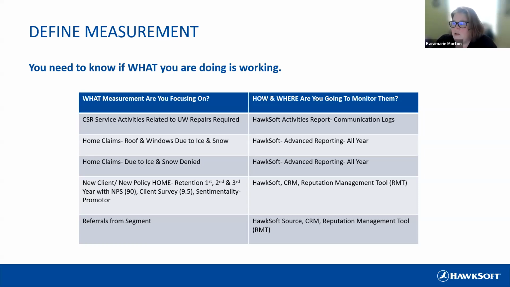New clients, new policy homes. I wrote down retention first, second, third year with NPS score of 90, client survey of 9.5, and sentimentality promoter. They're labeled a promoter for us. So this particular measurement isn't something that I'm going to be able to see every single month to see if we're making any changes.